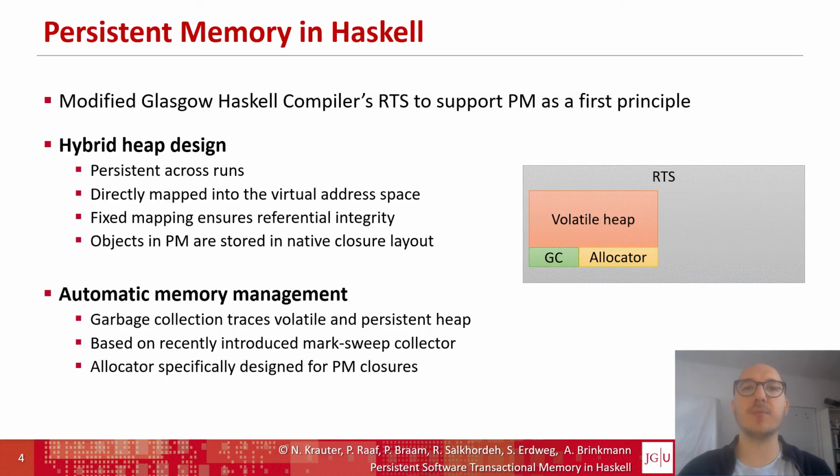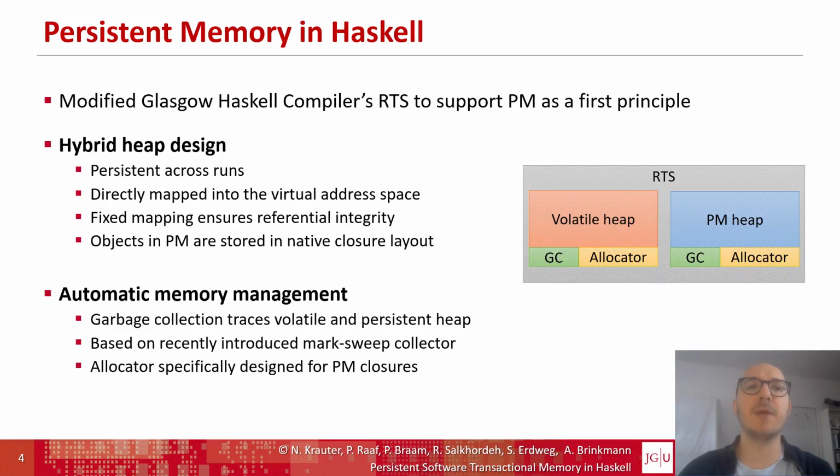As a proof of concept, we modified the Glasgow Haskell compiler that didn't know anything about persistent memory before. We integrated our solution into the runtime system of the language to support persistent memory as a first principle. For this, we designed a hybrid heap that is persistent across runs and directly extends the volatile heap by mapping it into the application's address space.